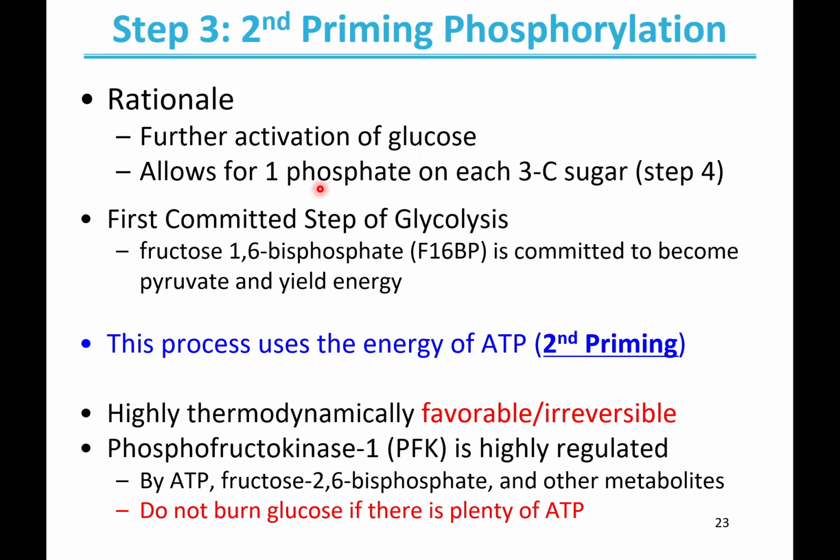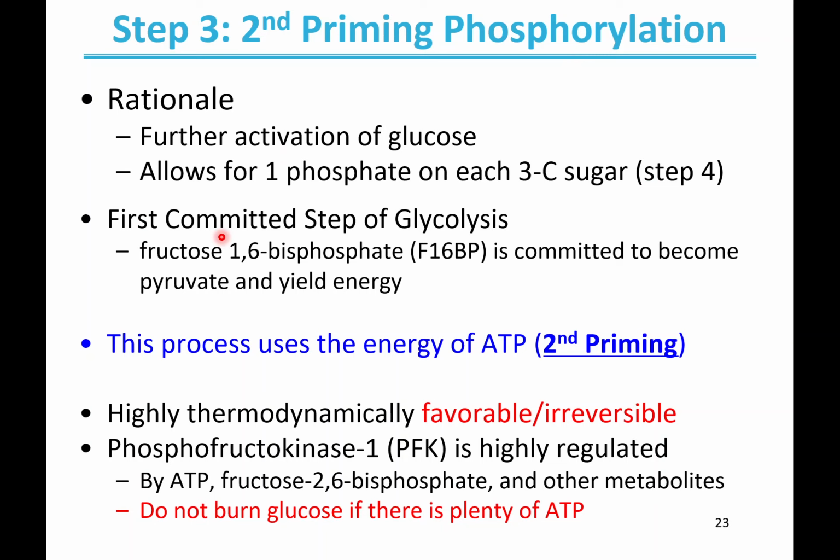Okay, and it allows for one phosphate on each 3-carbon sugar that's going to be produced after step 4. Okay, so you're making it so that you can cut this 6-carbon sugar in half, and each 3-carbon sugar that's left is going to have a phosphate.